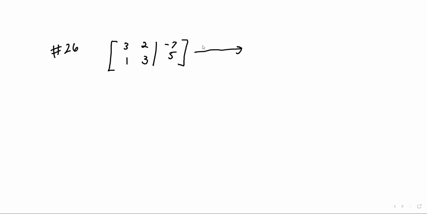that this will be -3 row 2 plus row 1, looking at the book. And then it wants to know what the new matrix would be.